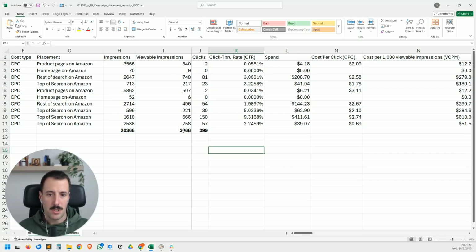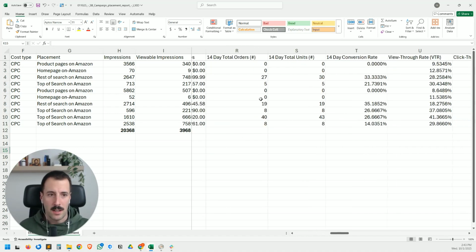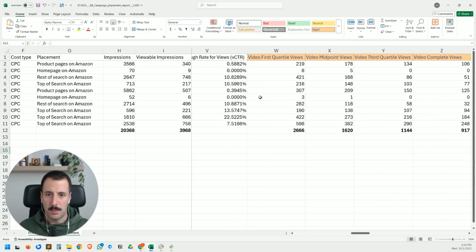Out of these viewable impressions, we have the actual number of clicks. Also, you would say your click-through rate is pretty good here for some of the ads, but the actual click-through rate here is around 10% for video ads. So out of almost 4,000 impressions, there were 400 clicks, which is actually a 10% click-through rate on your video ads, which is good. Now, I want to focus on the point of this video.